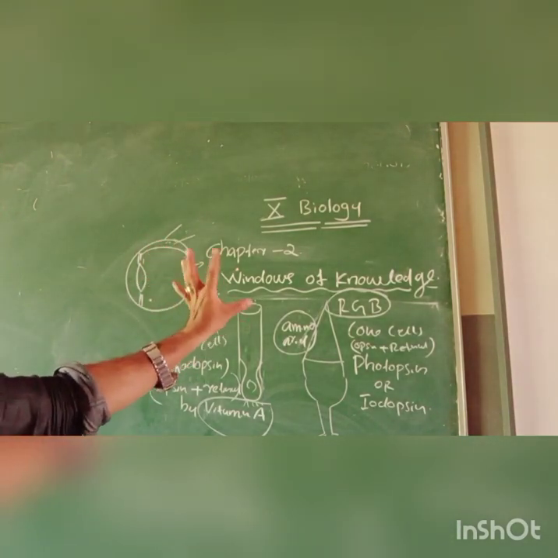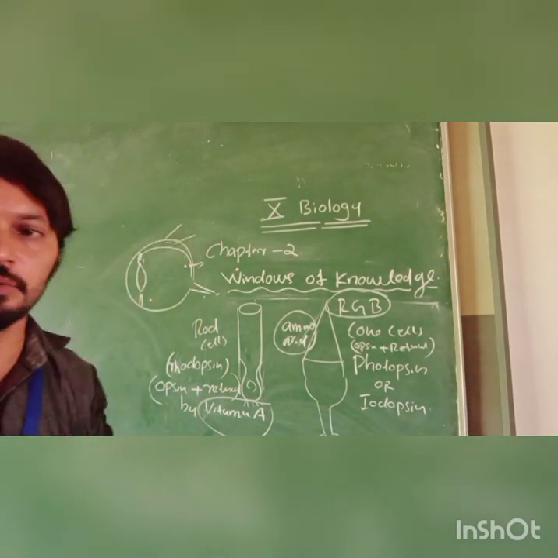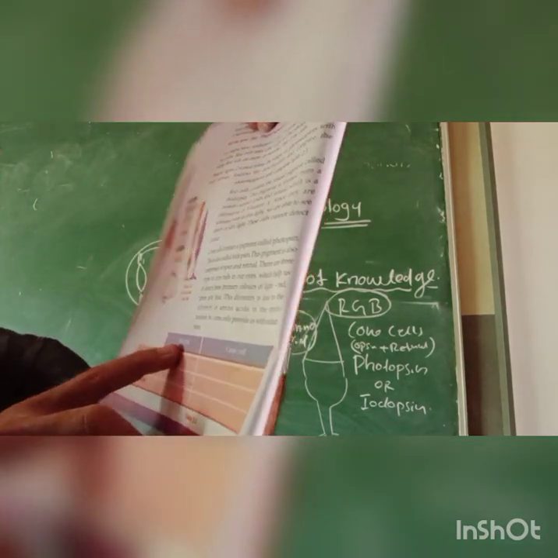Understood? Cone cell provides us the color vision. Take your textbook. You have to complete this box. What is the first question? Look here. You have to write the differences between rod cell and cone cells. First one asks pigment. Rod cell pigment is rhodopsin. Cone cell pigment is iodopsin or photopsin.